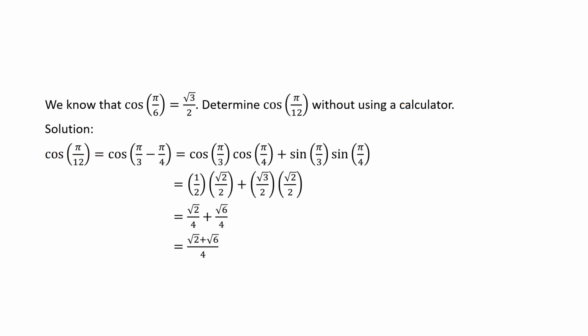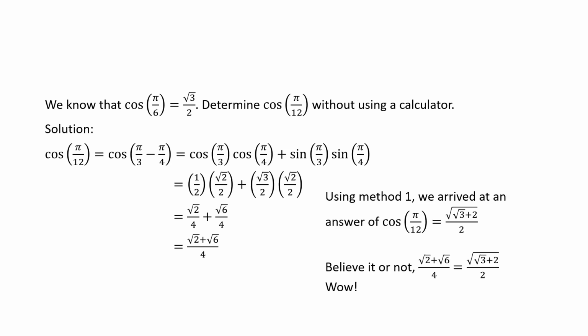And we would simply go through our appropriate steps. 1/2 times root 2 over 2 plus root 3 over 2 times root 2 over 2. We'd end up with root 2 over 4 plus root 6 over 4, and our final answer would be root 2 plus root 6 over 4. And you might be tempted to say to yourself, hey, that's not what we got the last time. But believe it or not, the answer we got using method 2, which is being circled right here, and the answer we got using method 1 are actually equal to each other. Okay, so that's pretty cool.